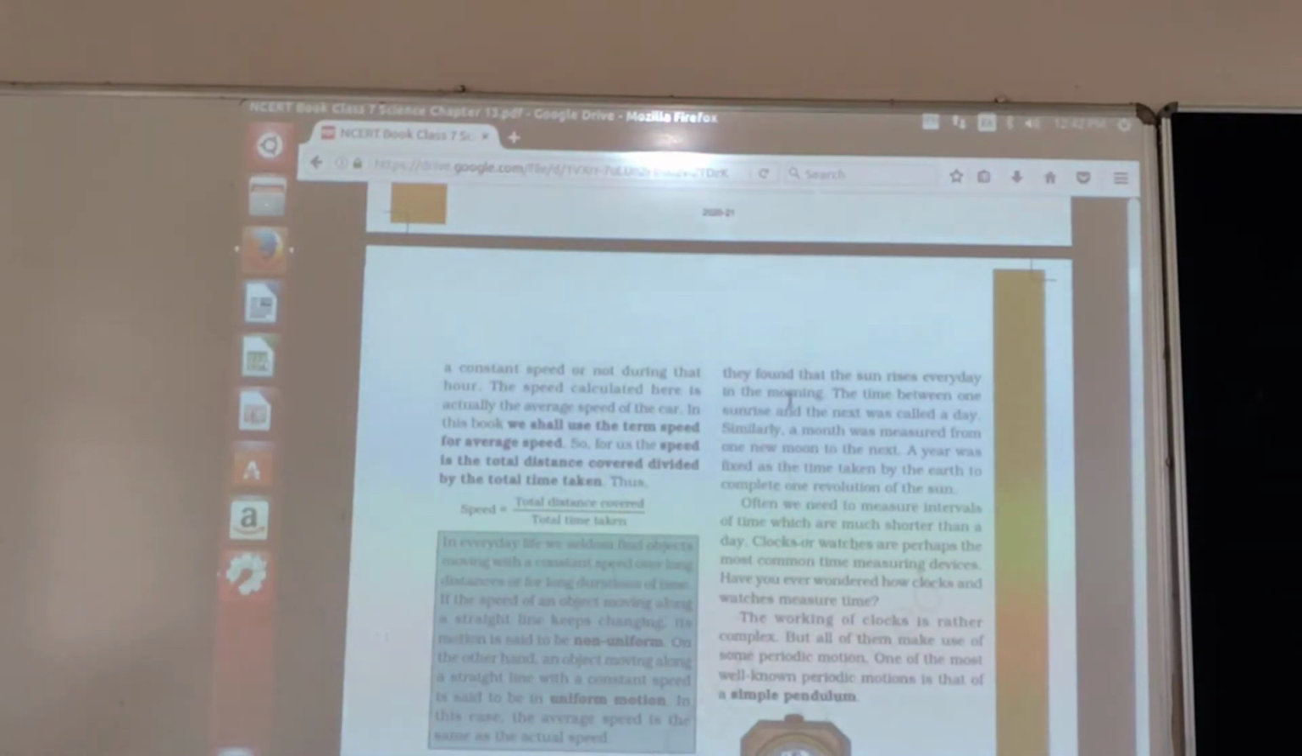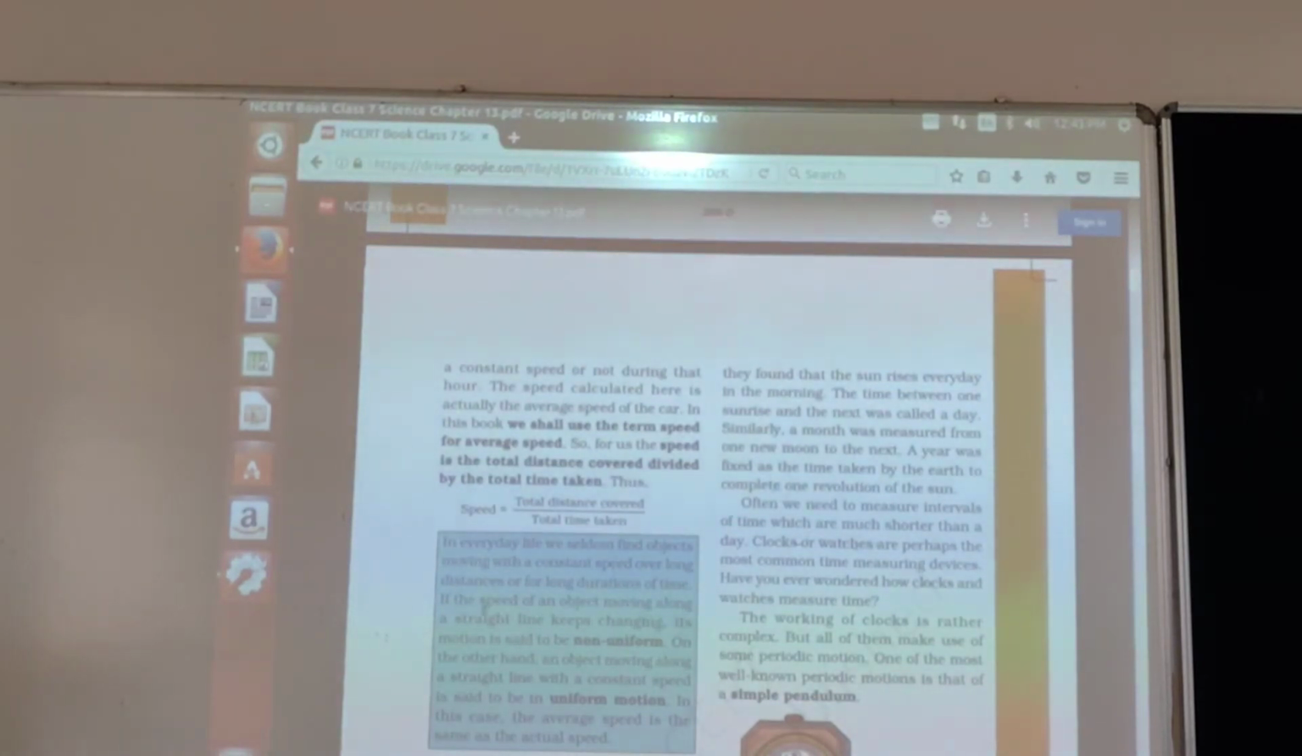One sunrise and after that again one sunrise means the next day. It is called one day complete, meaning 24 hours. And similarly the month was measured from one new moon to the next new moon. And here also we see a fixed time taken by the earth to complete its one revolution.